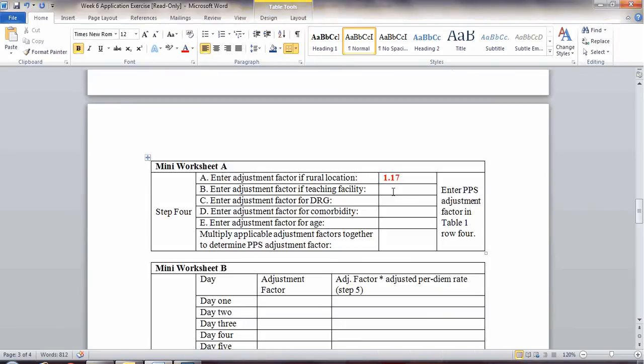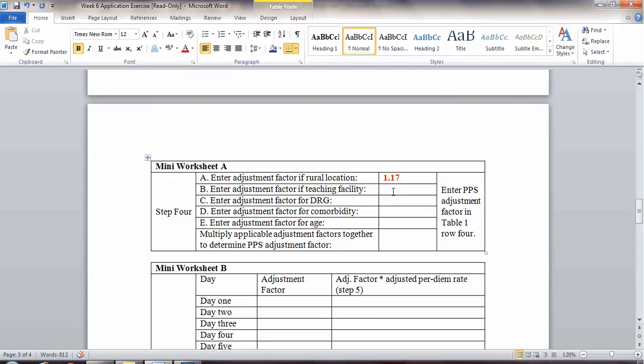I just stated that it's 17%, so why am I entering 1.17? Well, you'll see when we begin to enter the information for B, C, D, and E that all of these adjustment factors are carried by the number 1. Now when you multiply 1 times 1 times 1, you get 1. So essentially our final number will be carried by the number 1, and that will give us our adjustment factor.